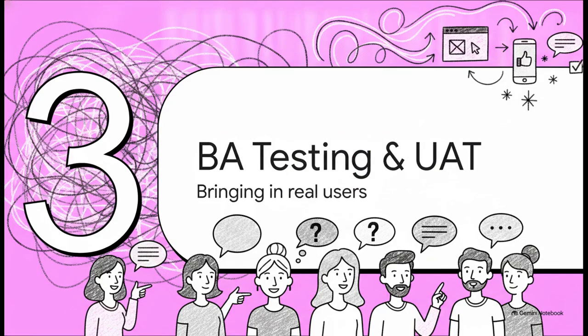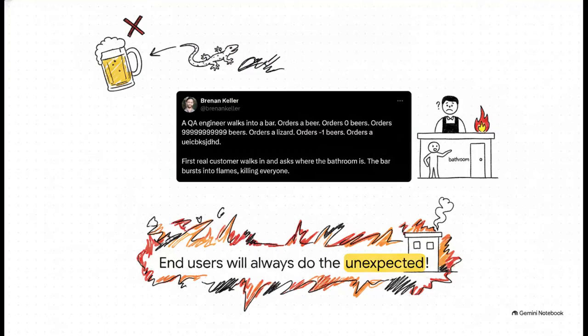All right, Section 3, BA testing and UAT. Let's get real users into the mix. Which actually brings me to one of my absolute favorite jokes.